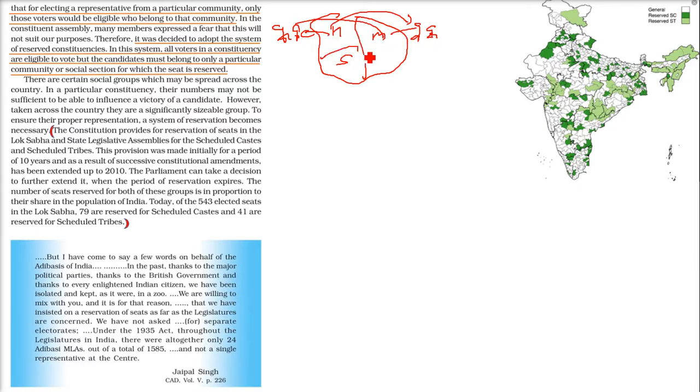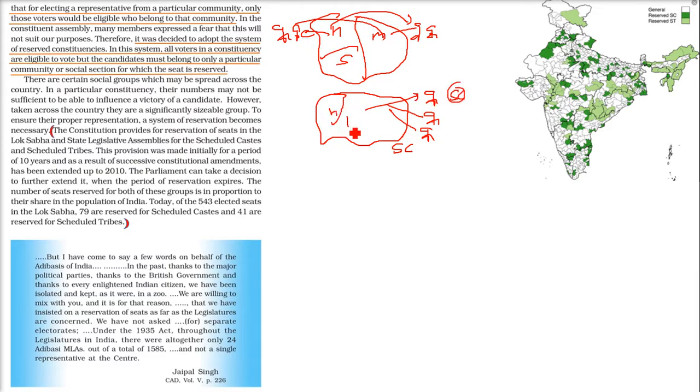So this was the idea of separate electorates that the British had proposed, and it actually happened. Now when we came to the framers of the constitution, we decided to adopt the system of reserved constituency. That means all voters in a constituency are eligible to vote. This is a reserved seat for scheduled caste, so only members of scheduled caste can be elected. The candidates are only scheduled caste people.